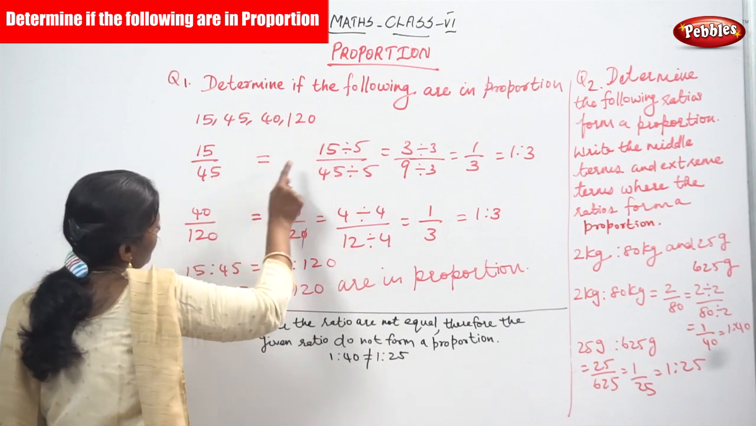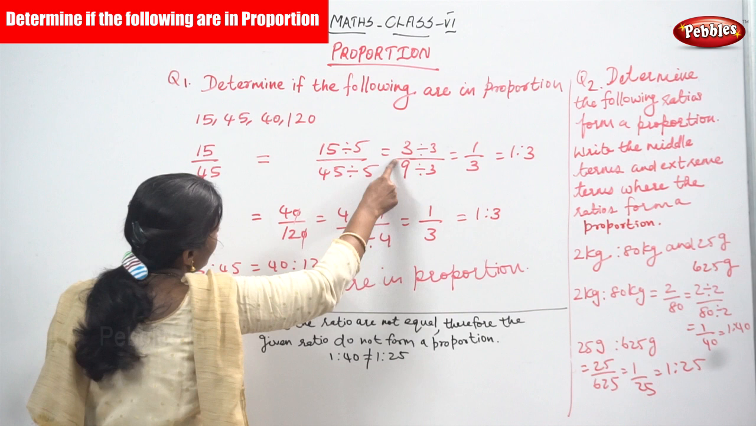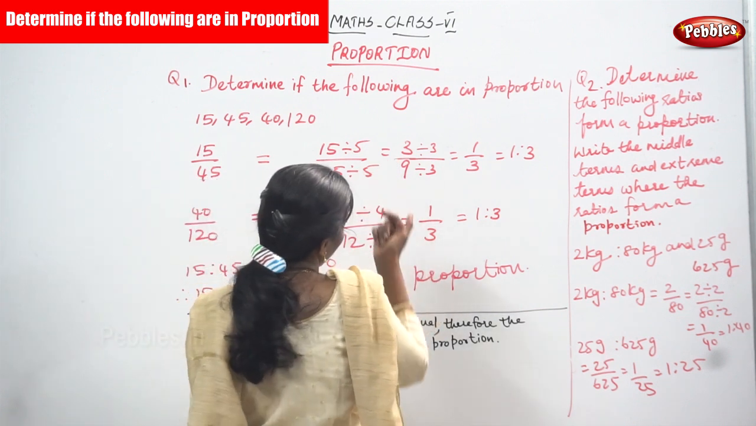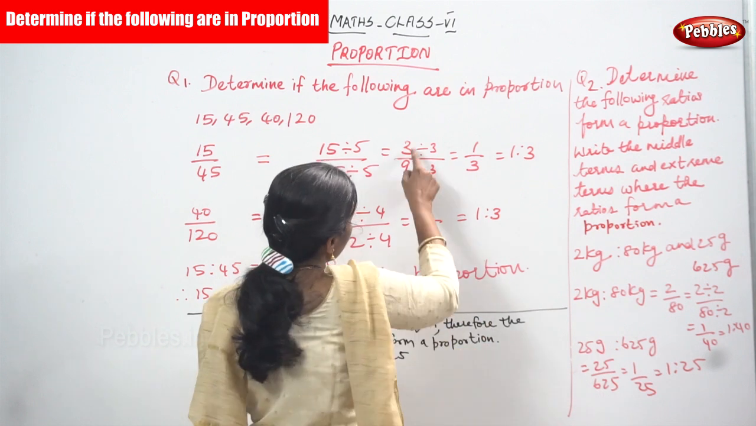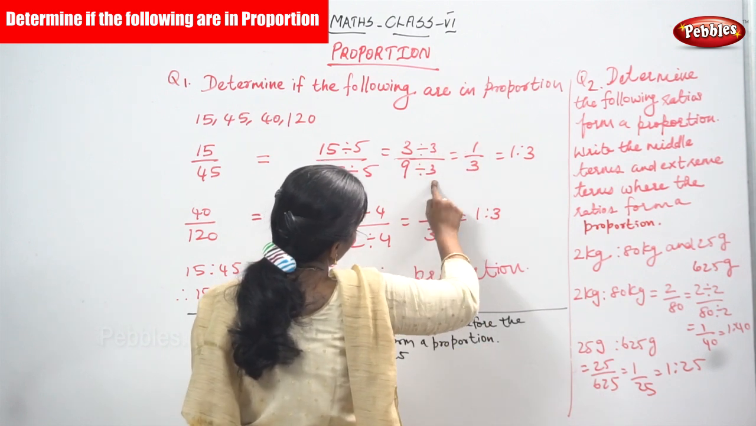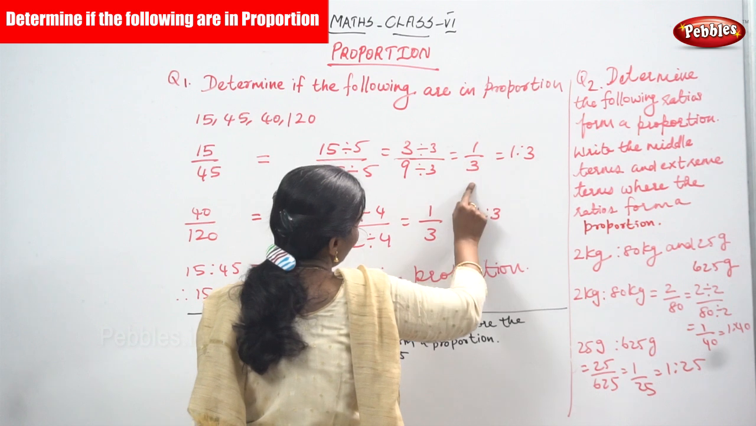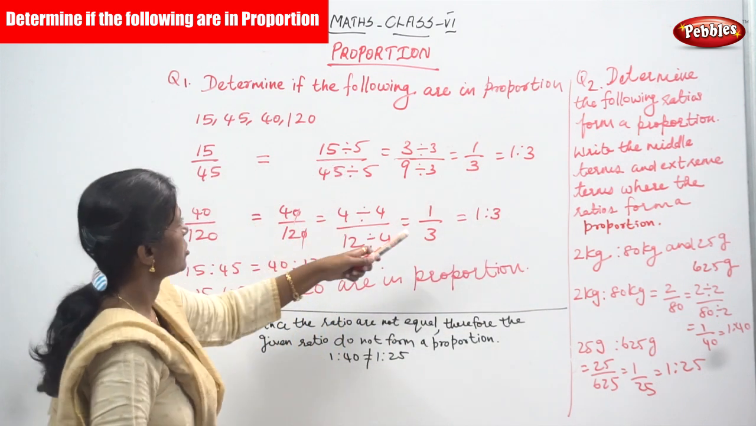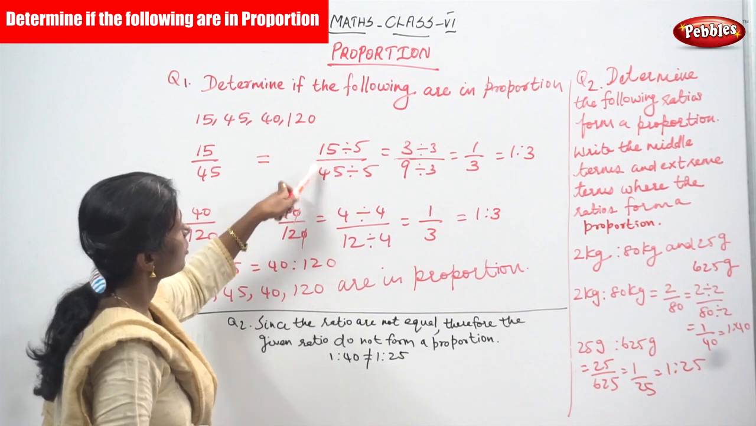15 divided by 45: 15 divided by 5 you get 3, and 45 divided by 5 you get 9. Otherwise you can take it directly, it's not an issue. So 3 divided by 3 you get 1, and 9 divided by 3 you get 3. So 1 divided by 3, you get 1:3 as a ratio. 1 by 3 is a fraction, because 15 by 45 you have to simplify.